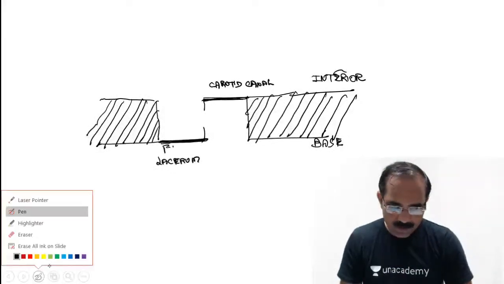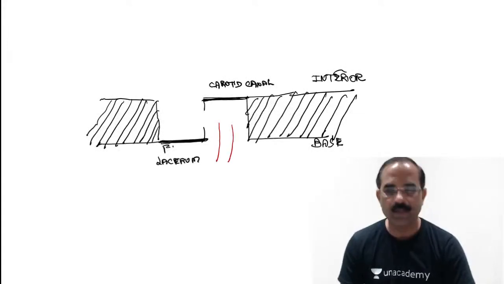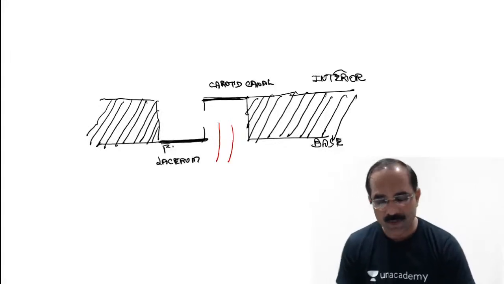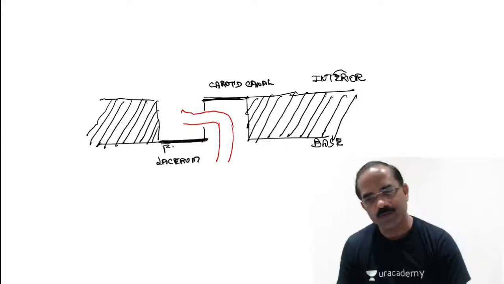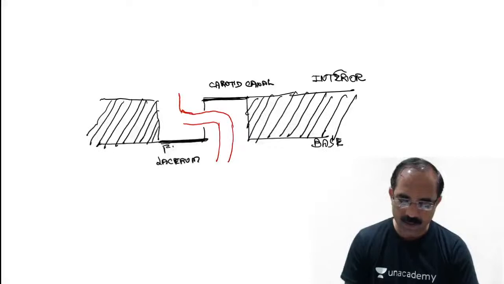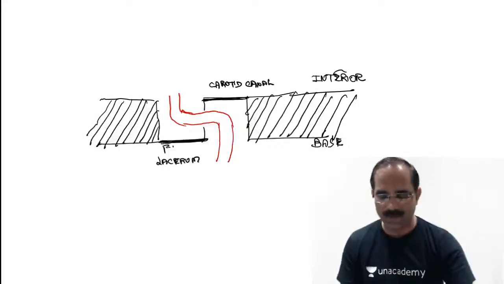So now you tell me, this internal carotid artery enters into the carotid canal. Now the upper part of the carotid canal is closed, but the anterior wall of the carotid canal is communicating with the posterior wall of the foramen lacerum. And now the internal carotid artery enters the skull through the foramen lacerum.